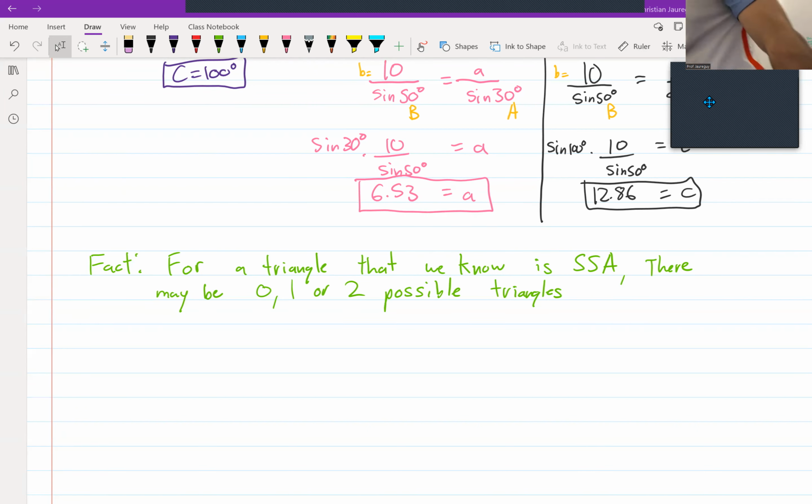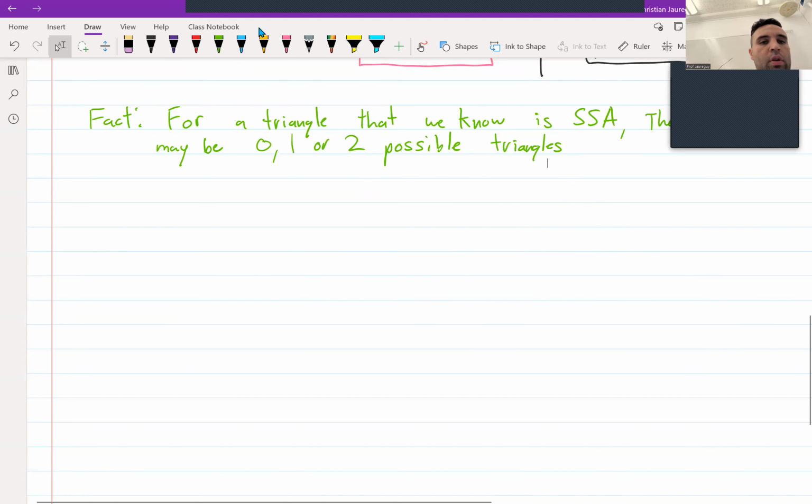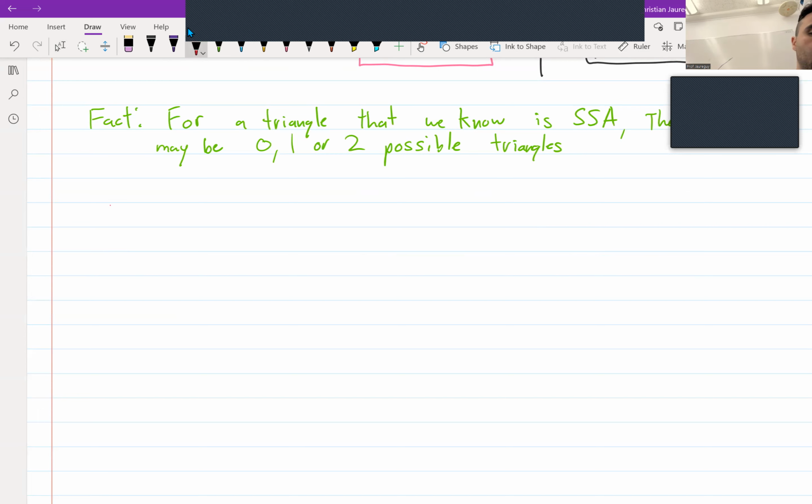So bottom line is there are sometimes 0, sometimes 1, sometimes 2 triangles. But the math always tells you the situation you're in. You don't have to draw a picture or anything like that. You'll see it in the math. So let's look at it. Example. Solve the triangle.